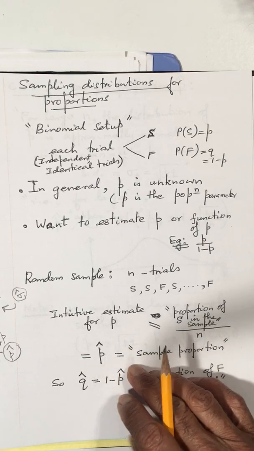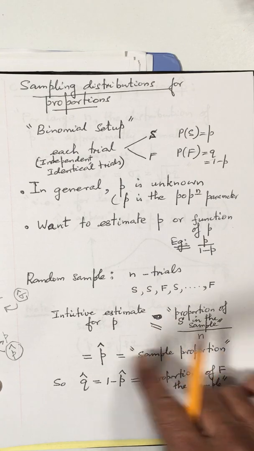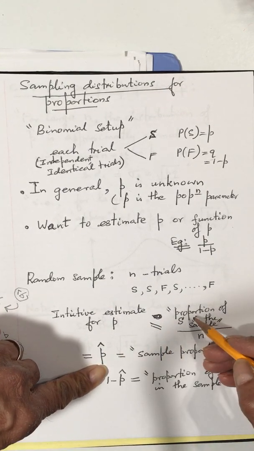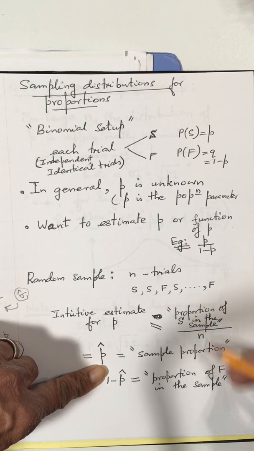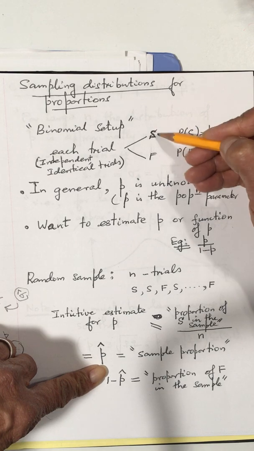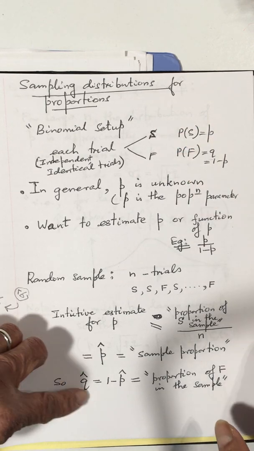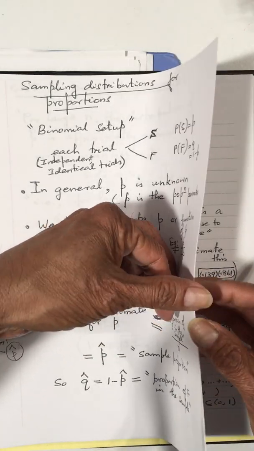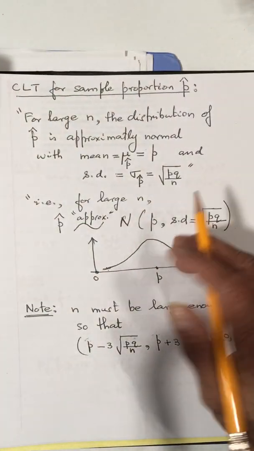We are going to look at the central limit theorem for this sample proportion. If you look at it, the number of S's divided by n acts almost like x bar, if you give a value of 1 for the success and 0 for the failure. So the central limit theorem for the sample proportion goes like this.